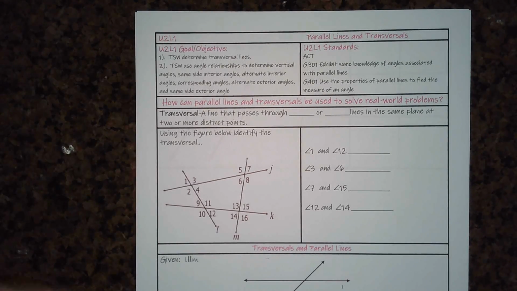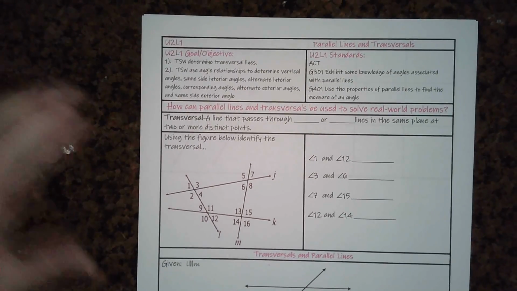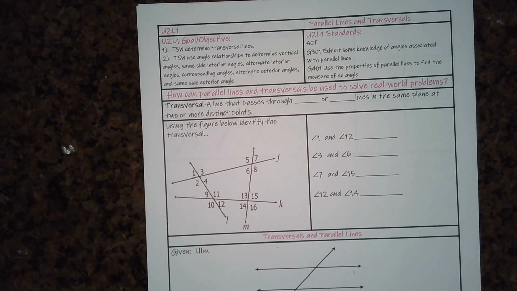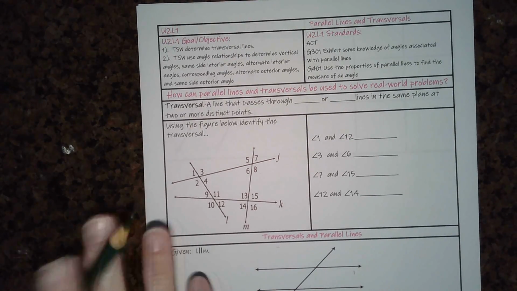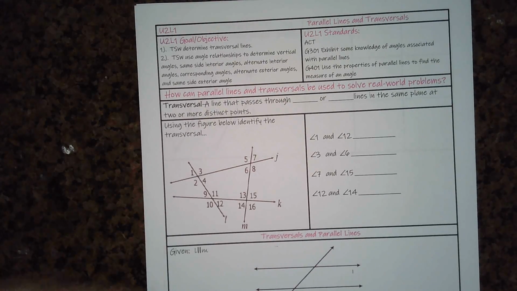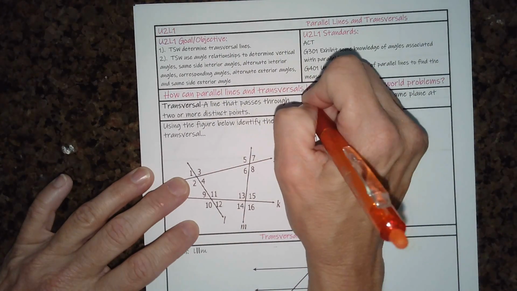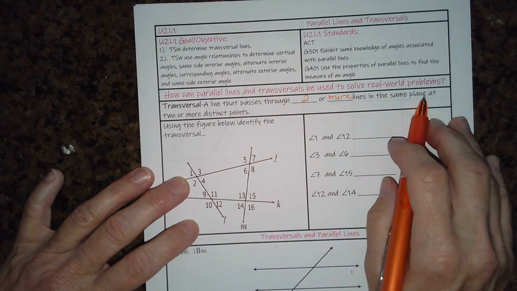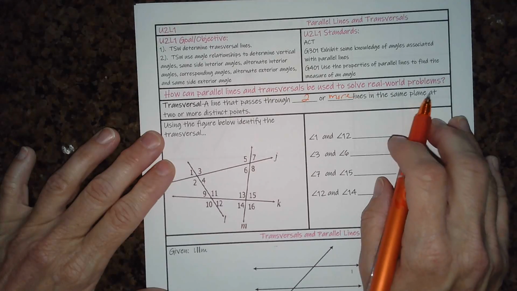So in our activity yesterday, or at least in class, we were working with parallel lines and an intersecting line. And we started talking in that activity about the intersecting line being called a transversal. So a transversal is a line that passes through two or more lines in the same plane at two or more distinct points.